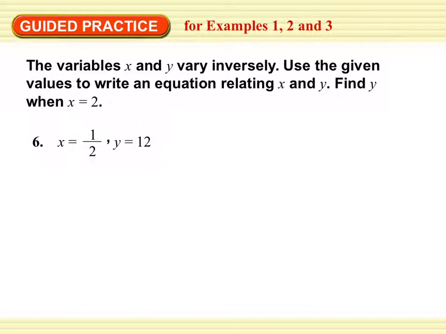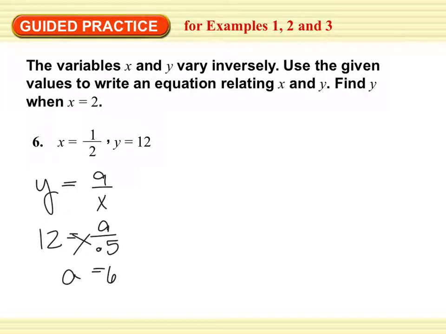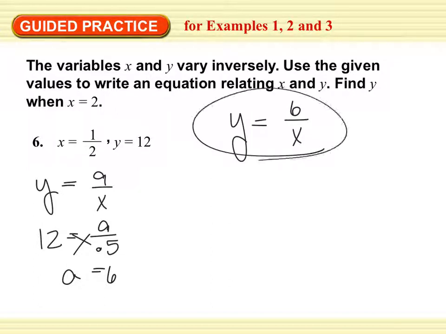All right, last example. Same instructions. Y equals a over x. 12 equals a over 0.5. So cross multiply. I have 6 equals a. So my equation is y equals 6 over x. And then find y when x equals 2. Y equals 3. Cool. Nice job.